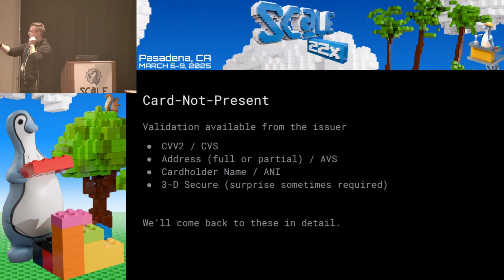But you get all this information from the issuer. They'll let you validate the CVV, and it's not pass-fail, it's actually more complicated than that. Address, they pretty much just validate the numbers. Cardholder name, it's very rare to ever do this, but there are services depending on the card. And then 3D Secure, which we'll get into, is not entirely in your control as a merchant.